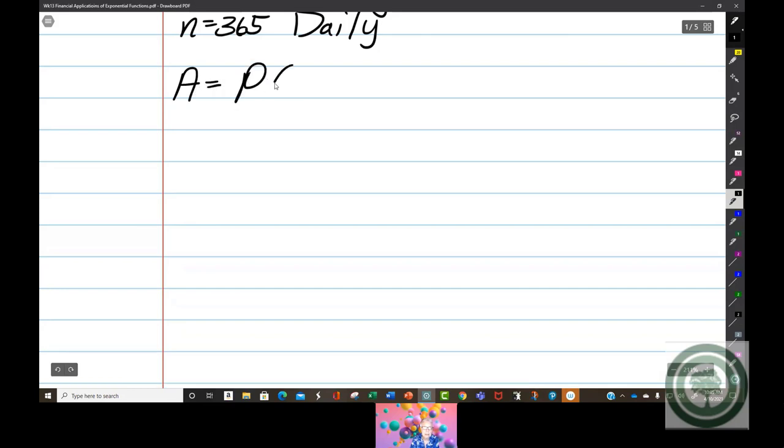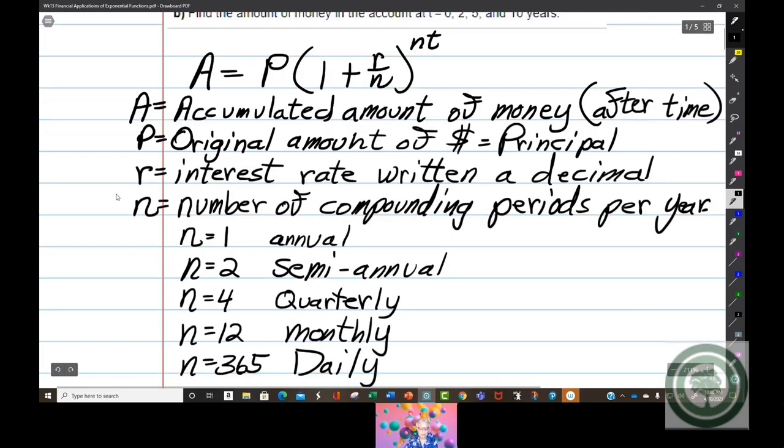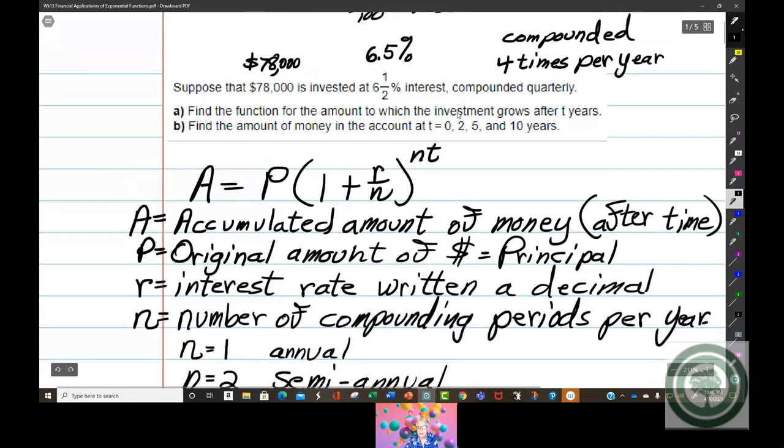So A equals P times (1 plus r over n) to the nt is going to be 78,000 times (1 plus 0.065 over 4) to the 4t. Because that's what they want first: find the function for the amount to which the investment grows after t years. And then we're going to find out what that is for t equals 0, 2, 5, and 10.